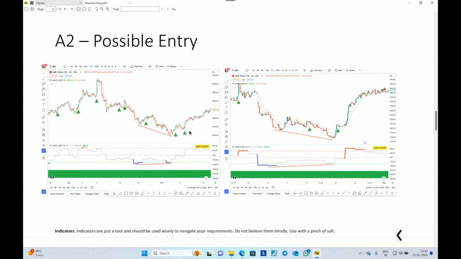This cannot be automated. It's supposed to be manual only. Okay. And again, I wanted to repeat it. This is an indicator, and it's not a blindly buy and sell indicator. It's just a tool. Use it according to your requirement. Do not believe them blindly, and use with a pinch of salt.